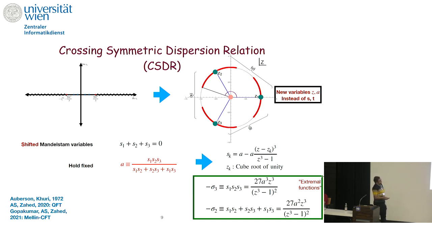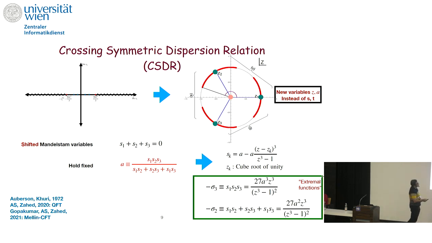So in fact, I suppose you cannot do this in your head, but if you plug it in, you'll see that both these constraints are satisfied. And so instead of this cut S plane that you get, you have a cut Z plane. So what happens is that the cuts in the 3 channels get mapped to arcs on the unit circle. And we are interested in what is happening inside this disk.